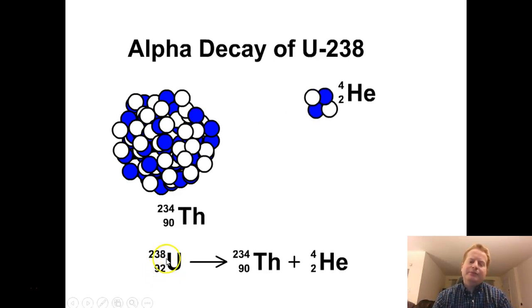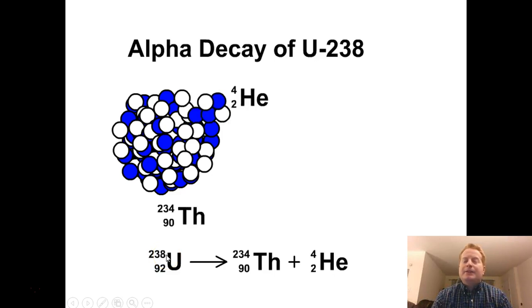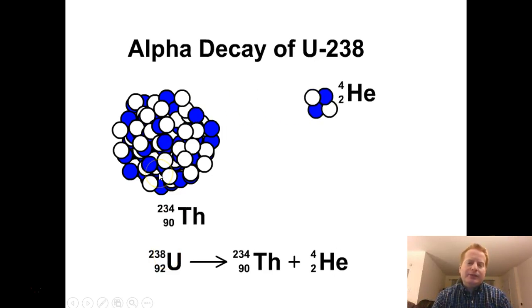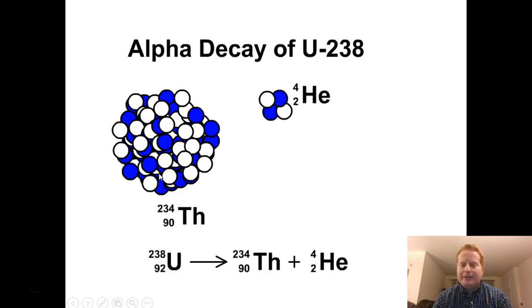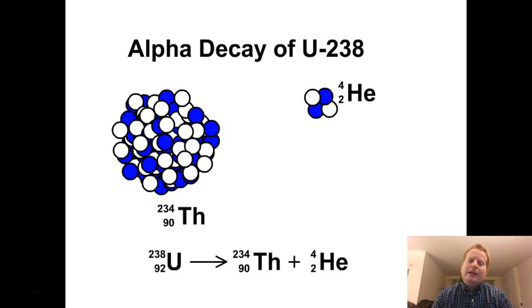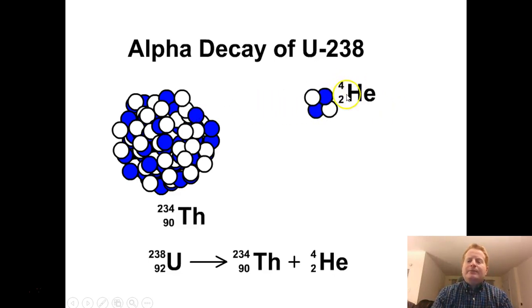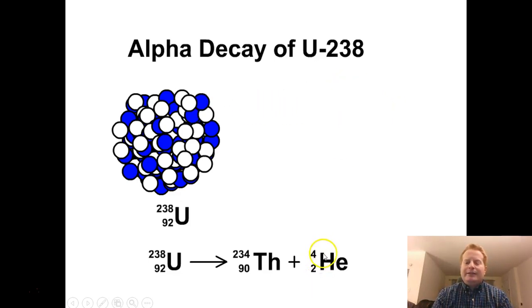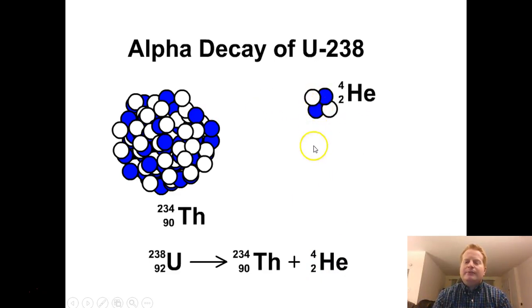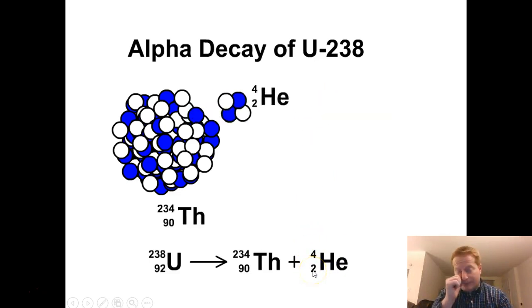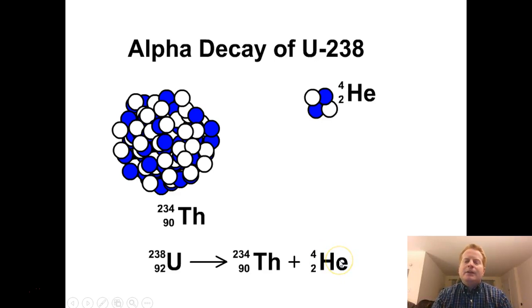Okay, but this uranium-238 is unstable. It's not a happy nucleus. So it's undergoing decay. It's radioactive. And it's releasing this alpha particle as a result, this helium nucleus. So helium nucleus is always going to be 4/2, right? It's got 4 particles total in the nucleus, and 2 of those are protons. That's what makes it helium. And what's left over afterwards is this thorium.